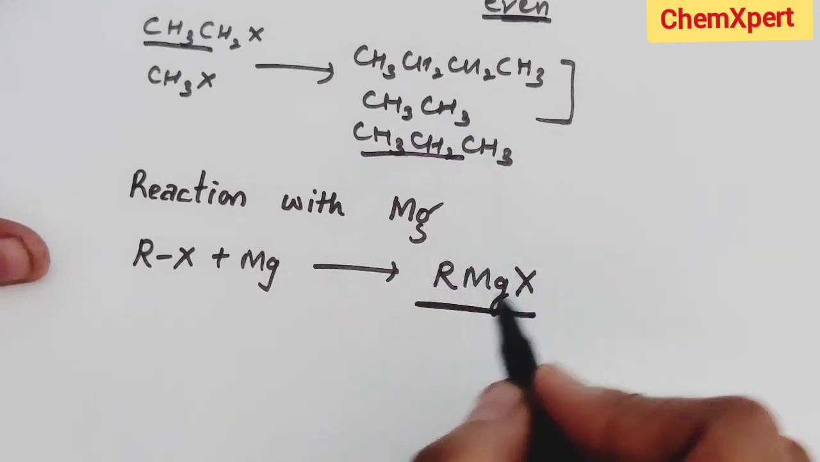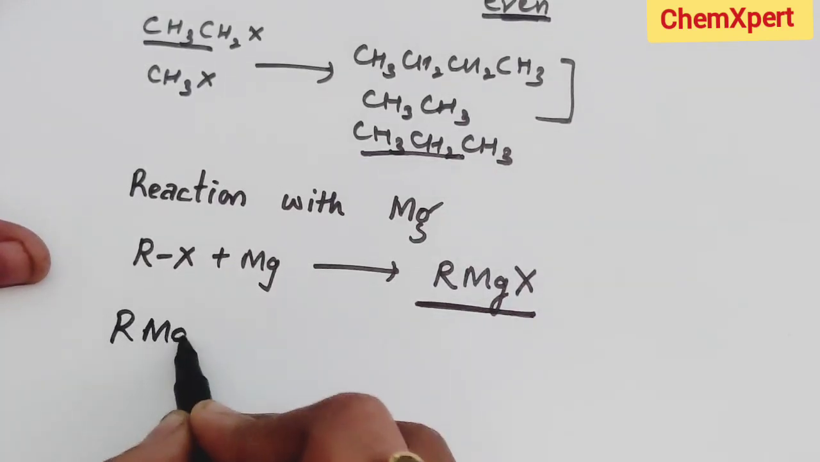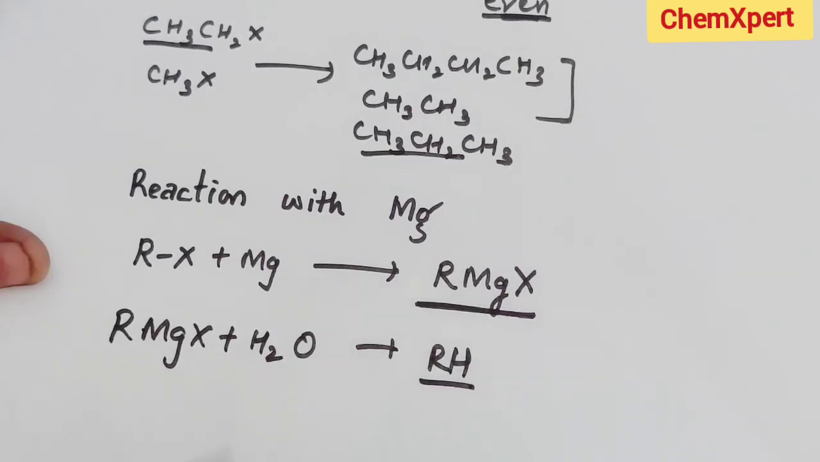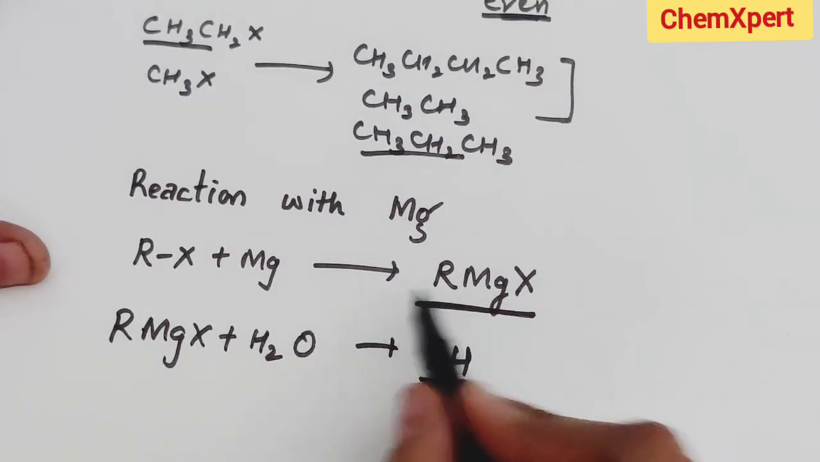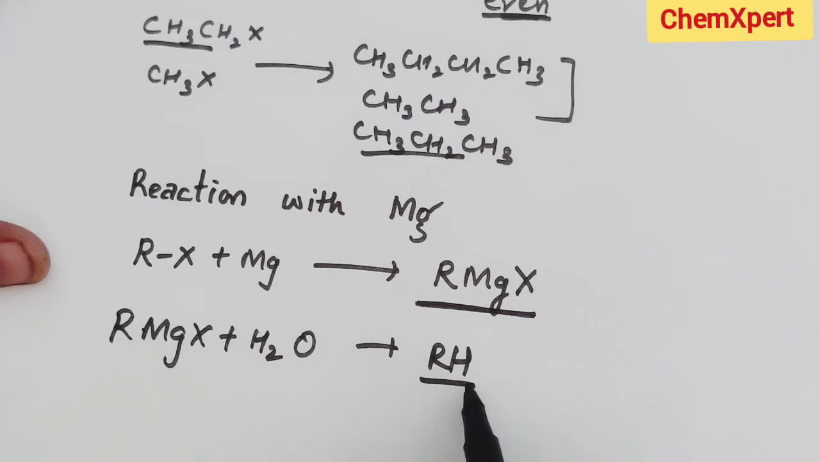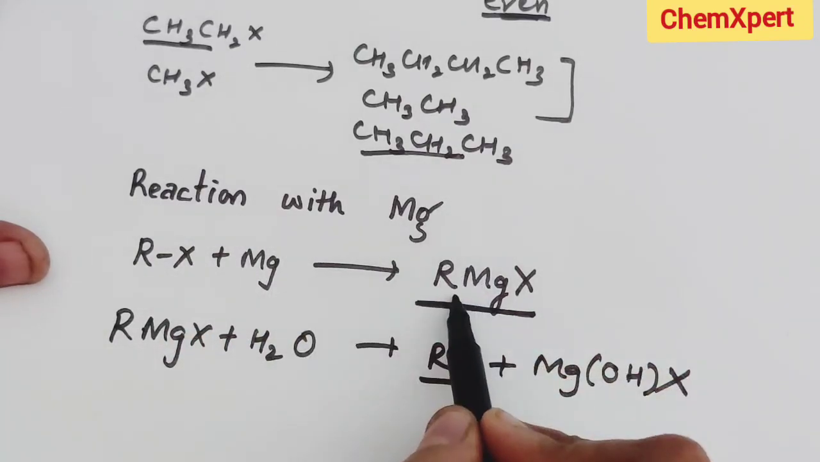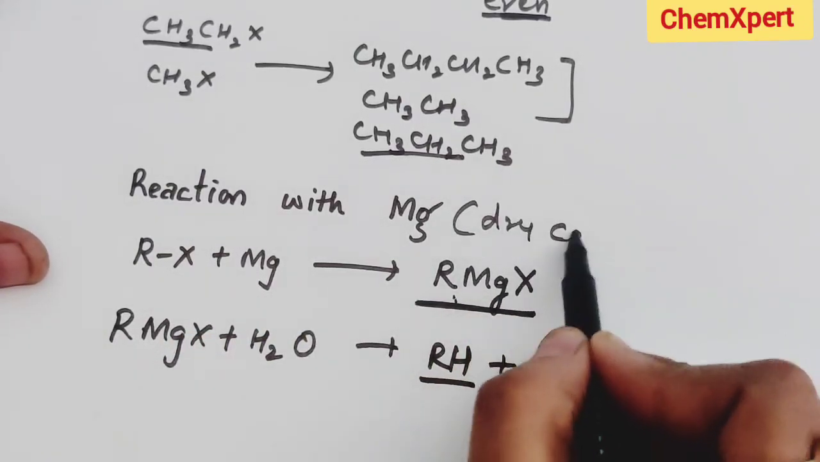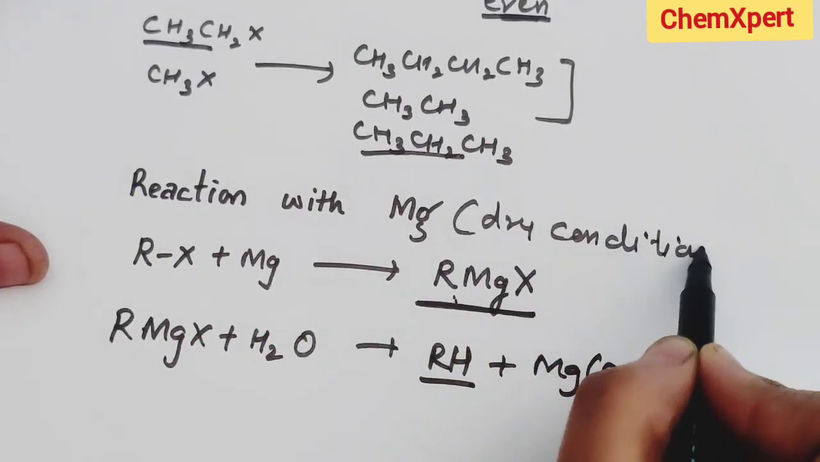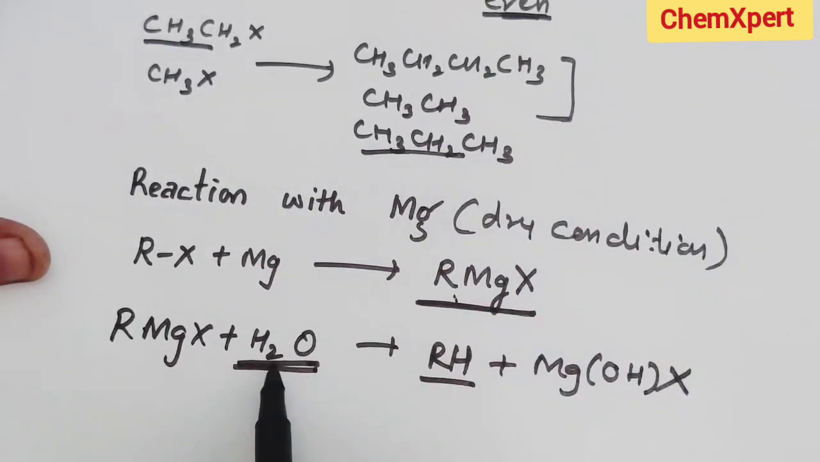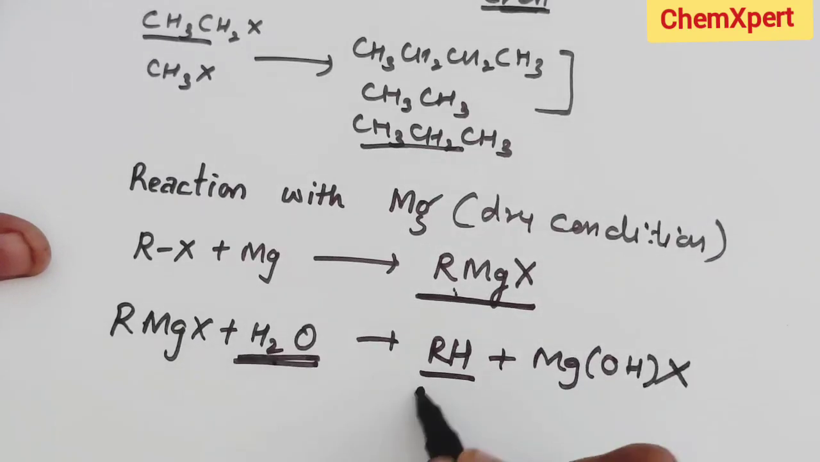If water is present, then that RMgX reacts with that water and forms an alkane. So instead of preparing Grignard reagent, we get an alkane plus MgOHX. So this is a very important condition, that preparation of RMgX is to be done in a dry condition. Now the question arises, why the dry condition? Because if any traces of water are there, it will form an alkane.